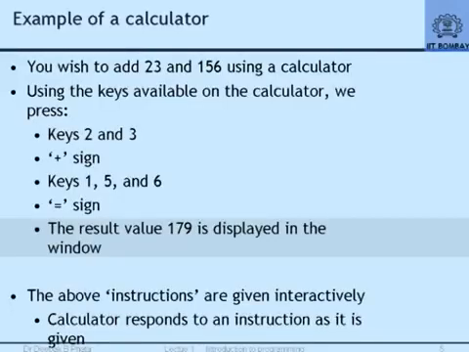Actually, you are instructing the calculator to find out the sum of the number which you have just entered and the number which you had entered earlier. And the sum is displayed as 179.